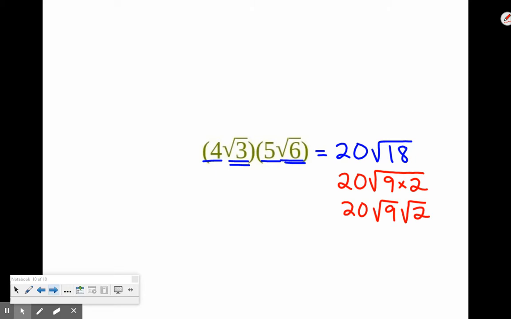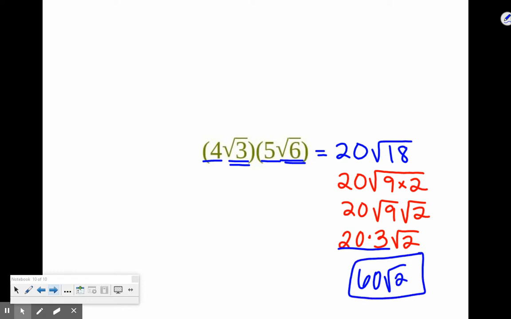Okay, we know the square root of 9 because 9 is a perfect square. So we get 20 times 3 times the square root of 2. And don't forget to multiply 20 times 3 together. So we get 60 square root of 2 as our simplified answer. So again, all of this here is equivalent or equal to 60 square root of 2.